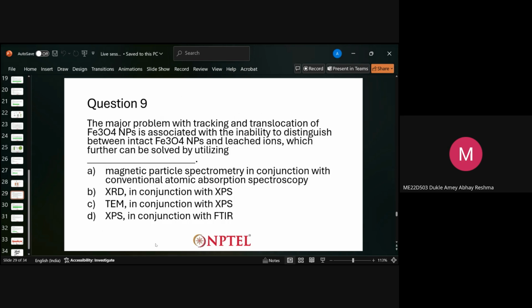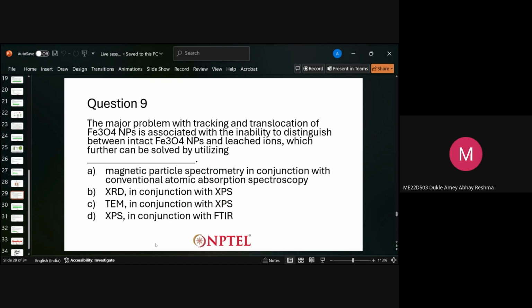So the major problem with tracking and translocation of ferrous oxide nanoparticles is associated with the inability to distinguish between the intact Fe3O4 nanoparticles and these ions, which can further be solved by using magnetic particle spectrometry in conjunction with conventional atomic absorption spectrometry, XRD in conjunction with XPS, TEM in conjunction with XPS in conjunction with FTIR.